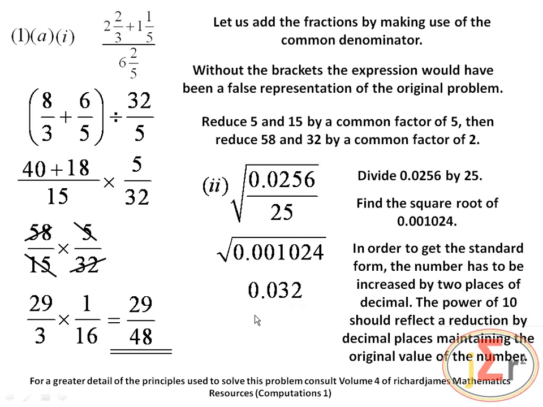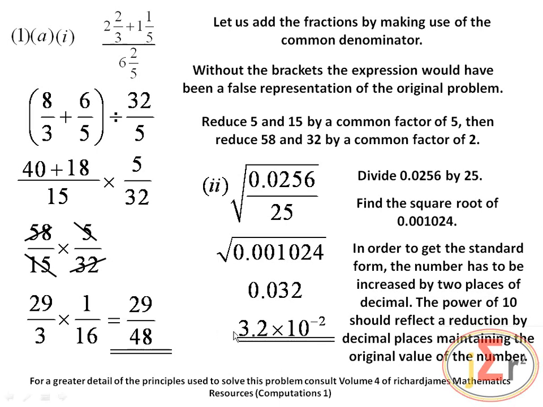So in order to write this in standard form, we will be multiplying by 10 to the power of 2, or we will be multiplying by 100. Therefore, to return the number to its original form, we will have to divide by 100, which is the same thing as multiplying by 10 to the negative 2.